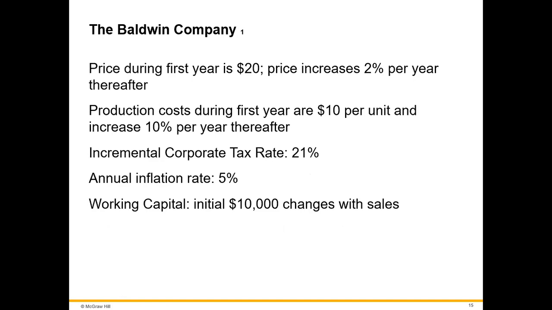The price for the bowling ball, so they'll sell it for $20 and it increases 2% per year. It's going to cost $10 the first year to make it, and then those costs increase 10% each year. So out of all of that reading, those are the key points for us to determine should we continue with this project.